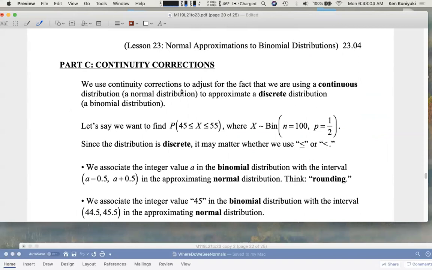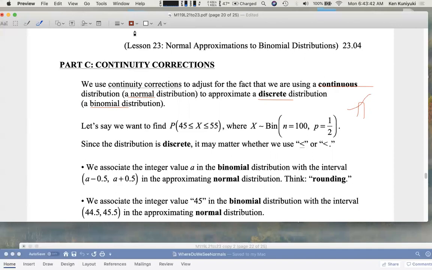Continuity corrections are used to adjust for the fact that we are using a continuous distribution, in this case, a normal distribution, to approximate a discrete distribution, in this case, a binomial distribution. We're using a continuous distribution to approximate a discrete distribution. So a discrete distribution gives us bars in a probability histogram. A continuous distribution gives us these curves, these density curves, and there's going to be some awkwardness.